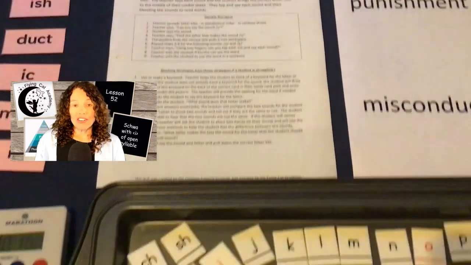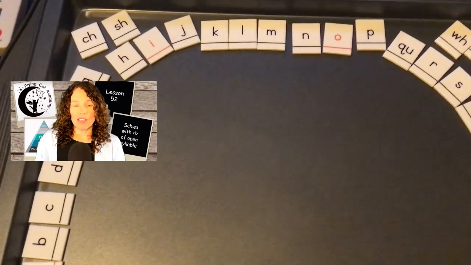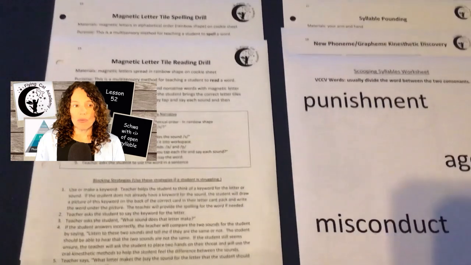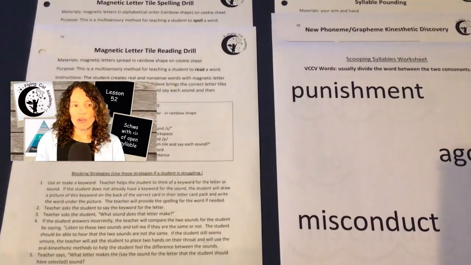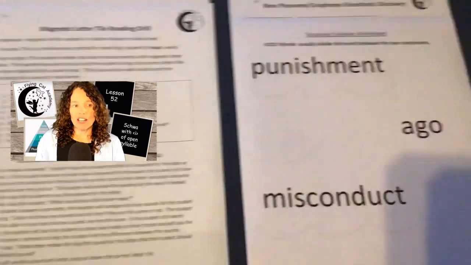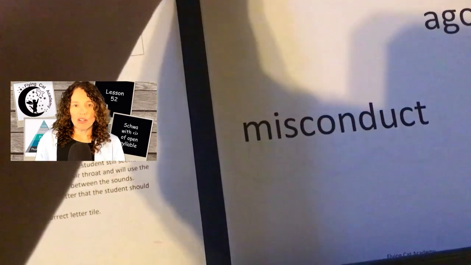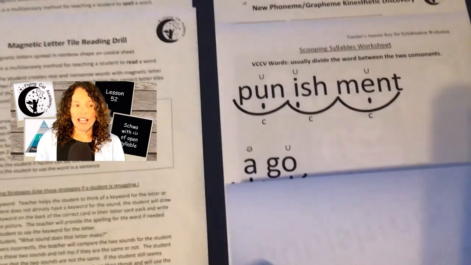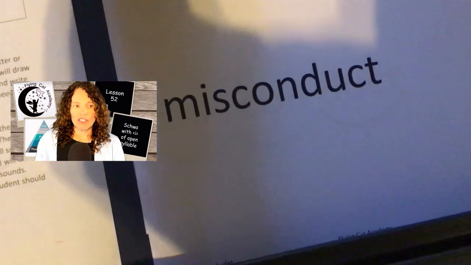The magnetic letter tile drills for spelling and reading go with the cookie sheet with the magnetic letter tile spread in a rainbow shape. Then we'll need the syllable pounding instruction sheet, the new phoneme grapheme kinesthetic discovery sheet, and the sheets for the lesson. Notice that the scooping syllable sheet also comes with a teacher answer key, which will help you. And then we'll have the regular sheets.